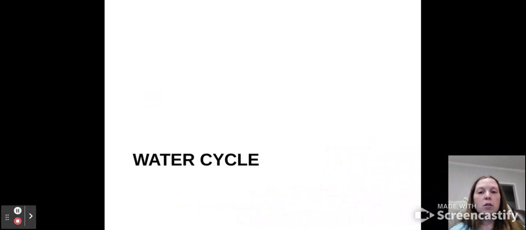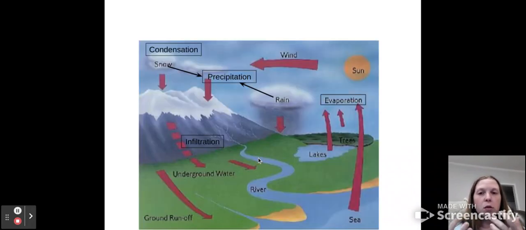So now let's go into the water cycle. Let's just start at the sea down here. With evaporation from seas and lakes, we get water back into the air. It can be transferred by wind and go up to colder areas where it will condense into liquid form or solid form, and come down as snow.